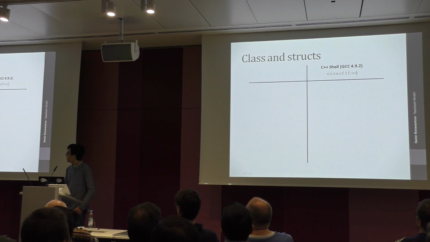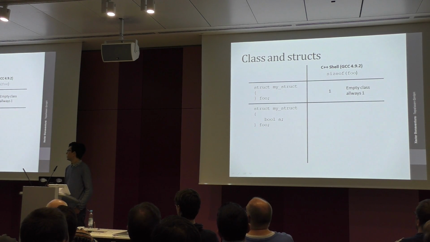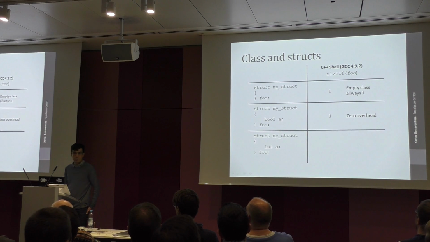Okay, now let's move to structs. What would be the size of an empty struct? Yes, it's 1. It's an empty class, it's always 1. Okay, let's see the size of a struct that is a boolean. Here it's also 1, in this implementation. It's 0 overhead. This is what we want. Let's do the same with an integer. We have 4, the same, 0 overhead.